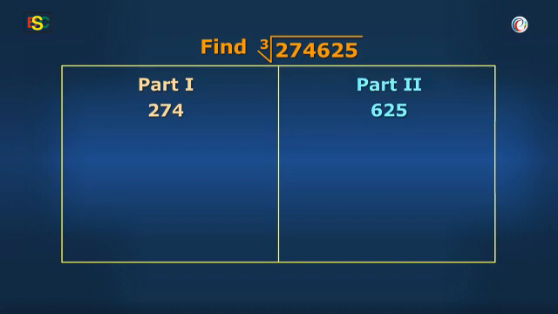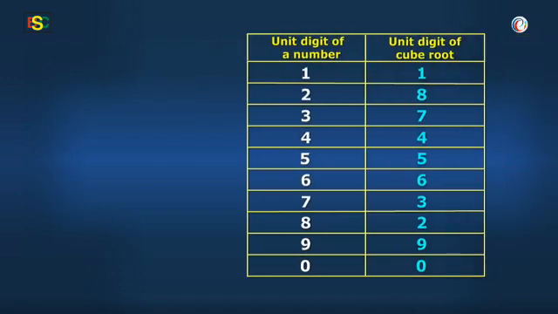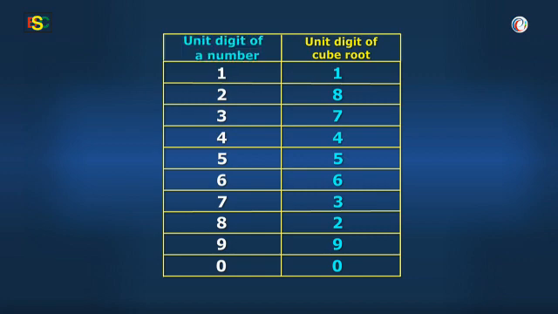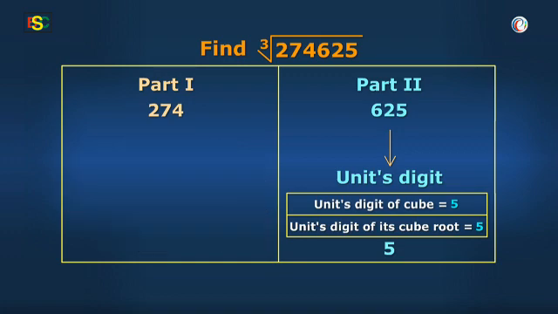In step 2, I will focus on part 2, and I'll get the units place digit of my cube root by looking at the chart. When I see my chart, a perfect cube ending with the unit digit 5 has a cube root with unit digit 5 itself. So surely the unit digit place of my cube root is 5, and then we will find the tens place digit of the cube root by moving to step number 3.